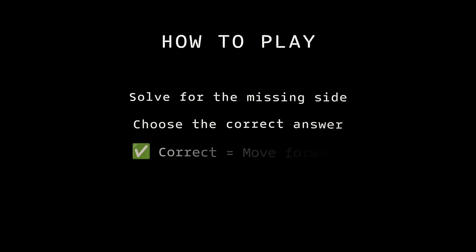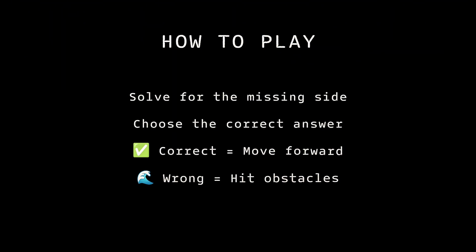The player is given the right triangle with a missing side length. They must solve for the unknown value using the formula. After solving, the player chooses the correct answer. If the answer is correct, the ship moves forward safely. But if the answer is wrong, the ship may hit obstacles like waves or a storm.